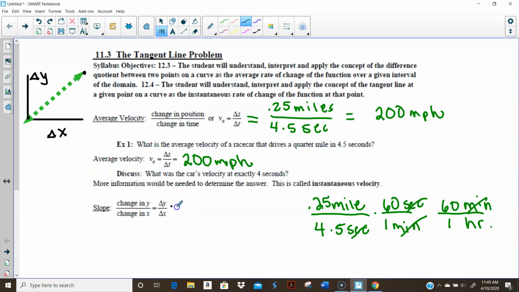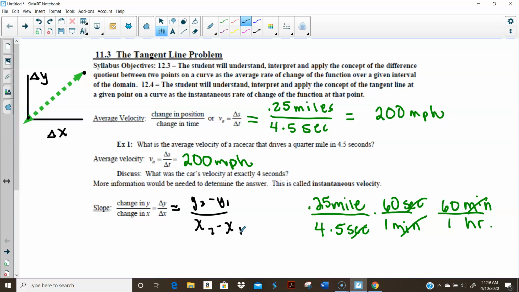That's a simple slope problem. So change in Y over change in X. We did Y2 subtract Y1 over X2 subtract X1, and that gives me the change in position, or the distance over the change in time.